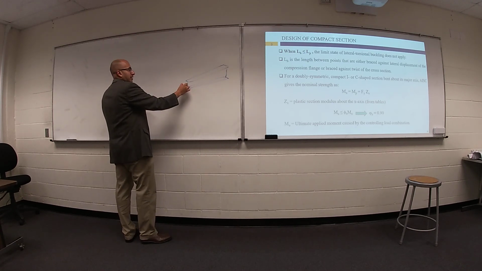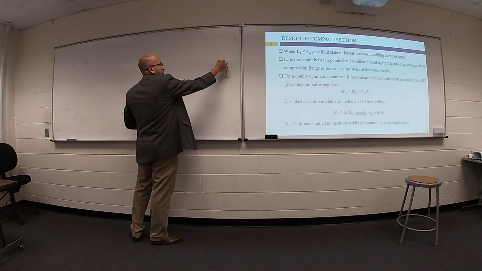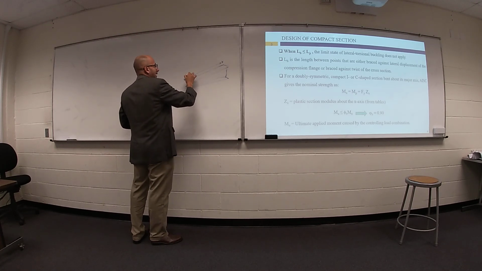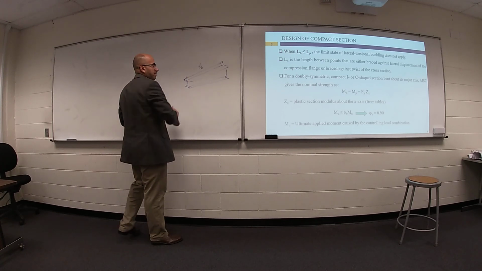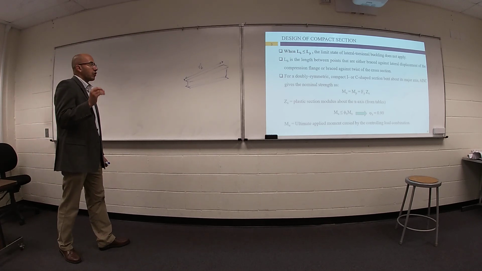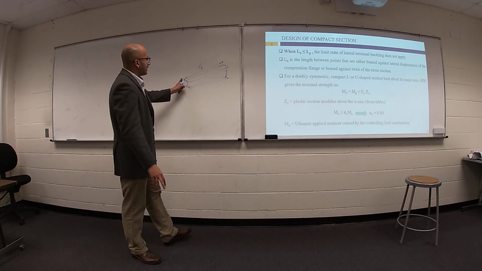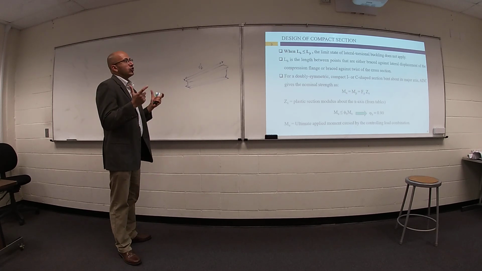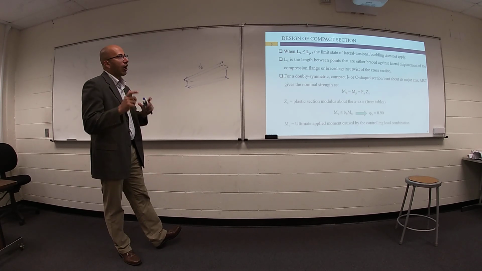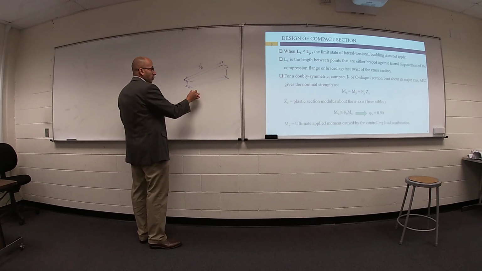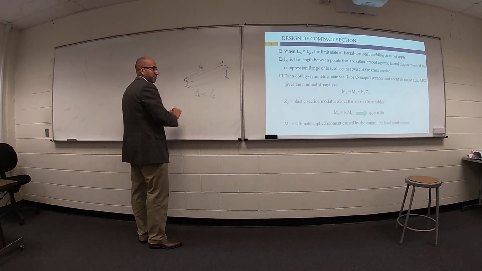What is the unsupported length of your compression flange, which is called LB? This length can let you know if we have an issue with lateral torsional buckling or not. If not, which means your unsupported length is smaller than LP.